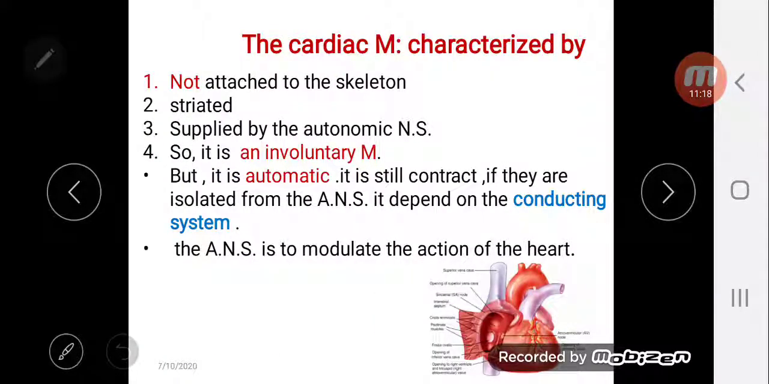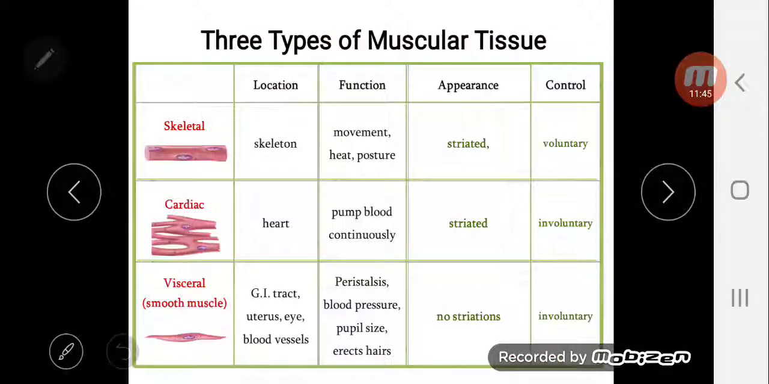Cardiac muscle, not attached to the skeleton, striated. It is striated like skeletal muscle, supplied by the autonomic nervous system, so it is an involuntary muscle, but it is autonomic. It still contracts if it is isolated from the autonomic nervous system. It depends on the conduction system. The autonomic nervous system is to modulate the action of the heart. And in this table we have the difference between each of the three types of muscle.